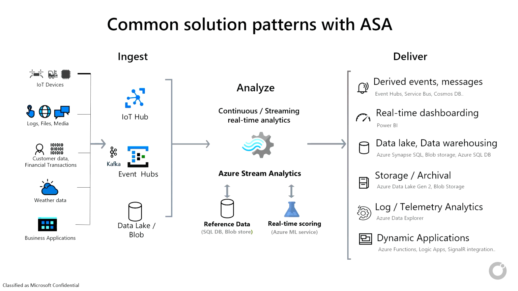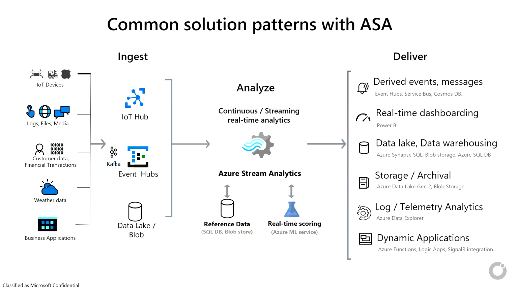It sends it to various other services in Azure. So let's say if you want to filter or route your data, you can send it to Event Hub, Service Bus, Cosmos DB. Or if you want to build real-time dashboards, you can send your data from ASA to Power BI. Or if you want to do some warehousing scenario, then you can send it to Synapse, SQL DB. Or you want to do some storage or archive and use it for later, then you can send it to Blob or Data Lake Gen 2. Or if you want to do some indexing on top of that, you can send it to Kusto, or sometimes also known as Azure Data Explorer. And if you want to build some dynamic applications on top of your real-time data, then you can send it to Azure Functions or Logic Apps or SignalR.